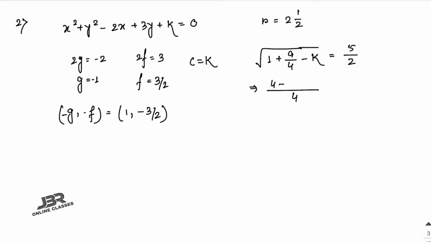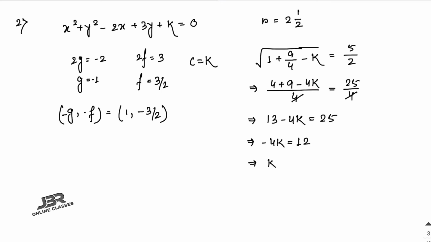So here 4 plus 9 minus 4k equals 25 by 4. So the 4s cancel out. Here 9 plus 13, so 13 minus 4k equals 25. Then minus 4k equals 12. So k equals minus 3. That is your first answer.